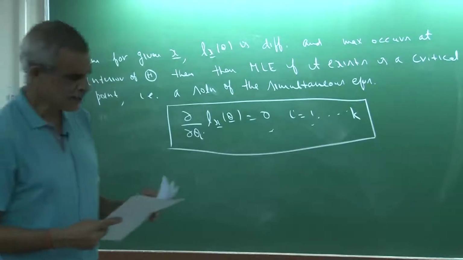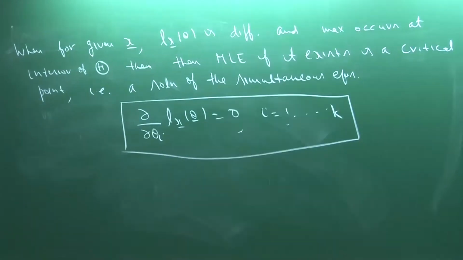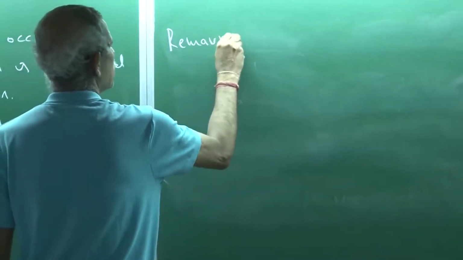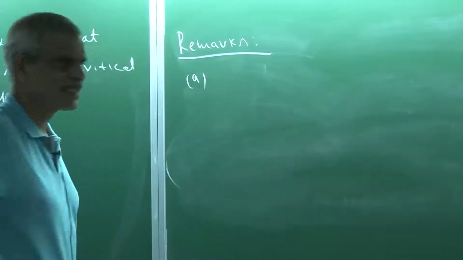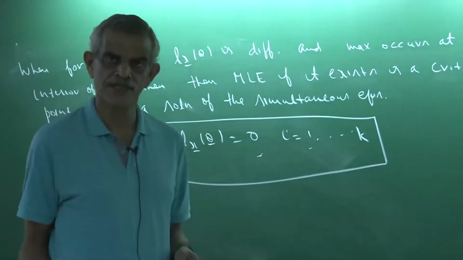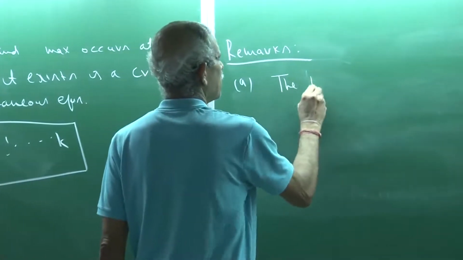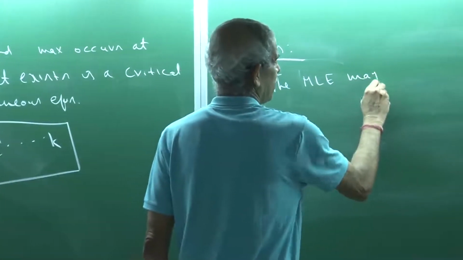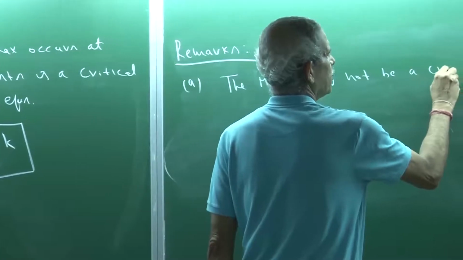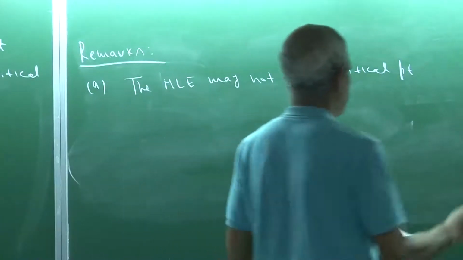So now, let us try to see some of the properties of maximum likelihood estimators. Let me write down a few remarks. First remark: the MLE may not be in the interior, or it may not be a critical point. It may be on the boundary. Even if l(x, theta) is differentiable, the MLE may not be a critical point, and it may be on the boundary of theta.